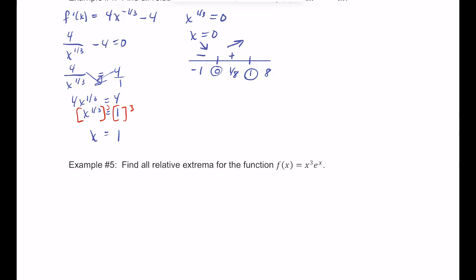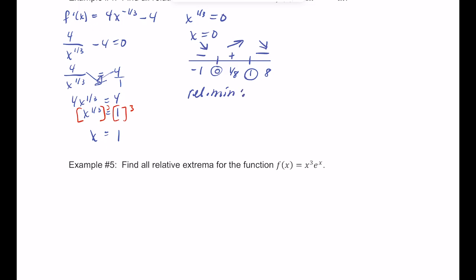And then if I plug in an 8, the cube root of 8 is 2. 4 divided by 2 is 2. 2 minus 4 is -2. So the function decreases there. So when it decreases and then increases, there's a relative min.